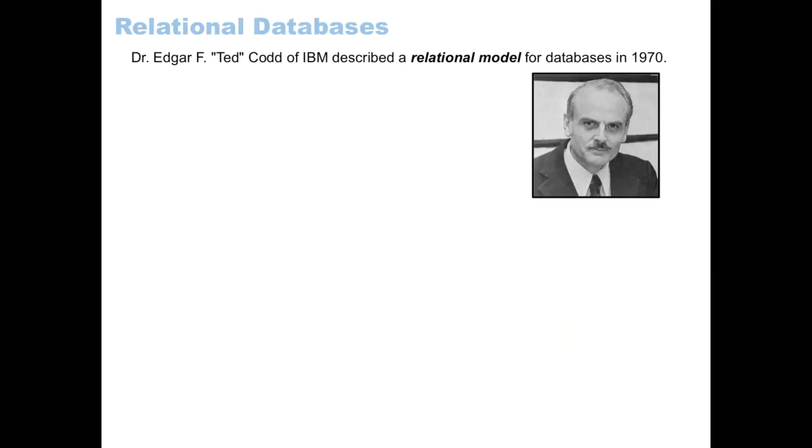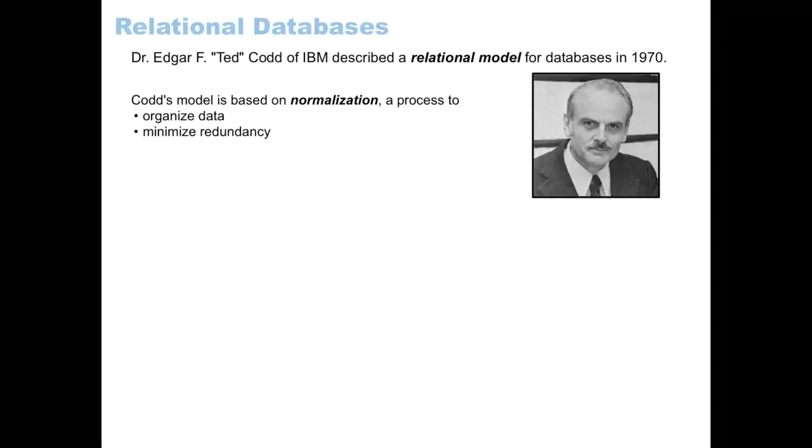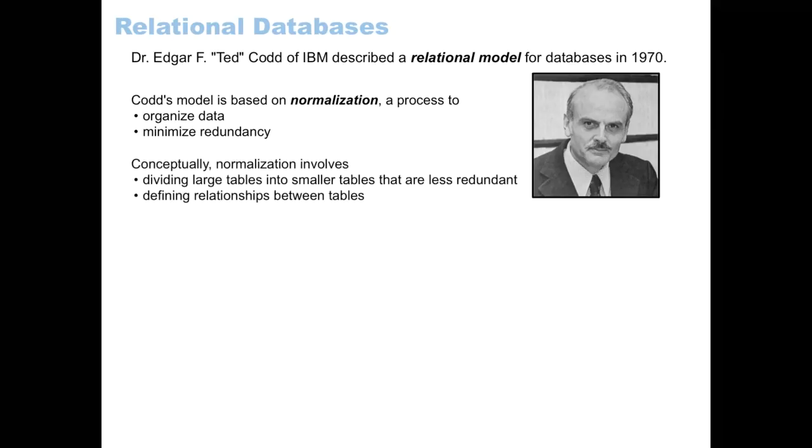So relational databases started about 1970 with Dr. Ted Codd working for IBM, and he came up with a relational model for databases. And his model is based on the process of normalization, which is designed to organize the data and reduce redundancy.